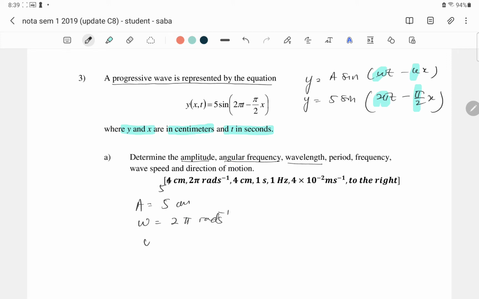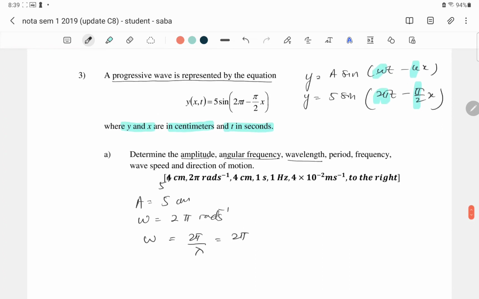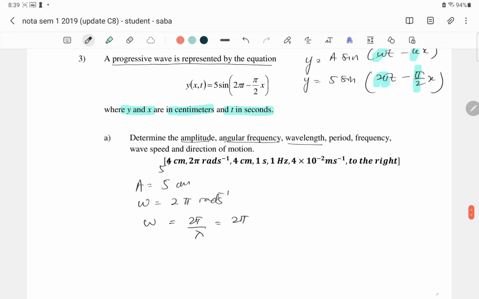The wavelength: omega equal to 2 pi over lambda, omega equal to 2 pi. Okay, mistake here. Okay, you have to find the wavelength. You have k equal to 2 pi over lambda. Your k is equal to pi over 2. Okay, so your lambda equal to 4 centimeter.